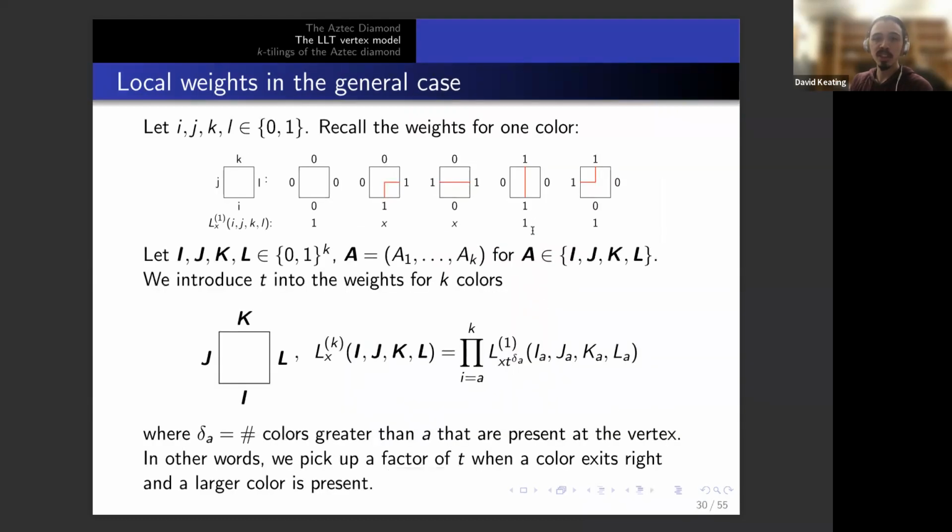So here are the weights in more detail. You should think of them as just for each color. So now we have k colors. We take the product of the weights of each color at a face, except instead of x, when a smaller color exits right, it's going to get x times t to the number of larger colors that are present. So it's just a product of one-color weights, except they interact in some way.